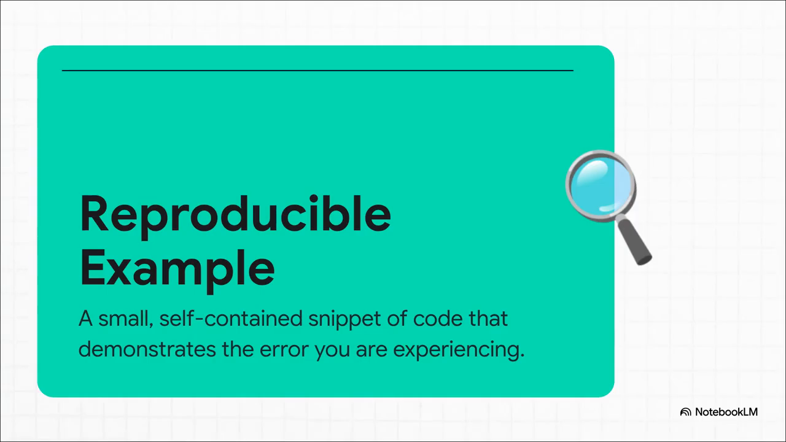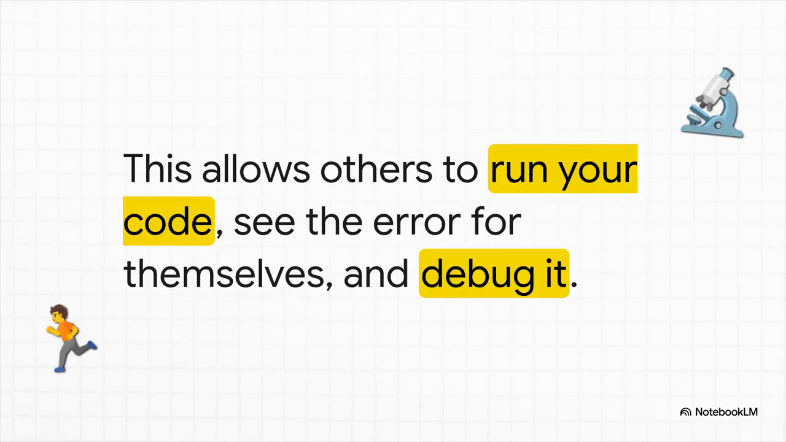So what is a reproducible example? Well, it's pretty much what it sounds like. It's the smallest possible piece of code that someone else can copy, paste, and run on their own machine to get the exact same error you're seeing. No guesswork needed.